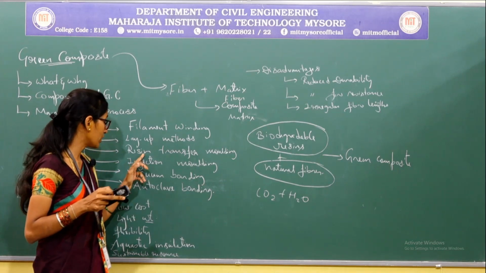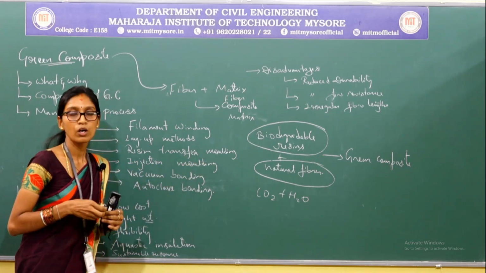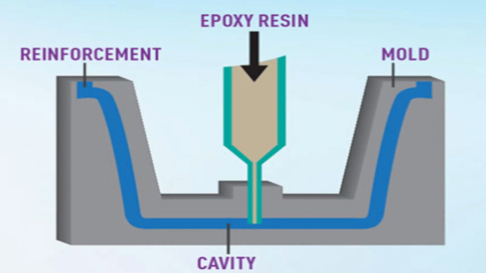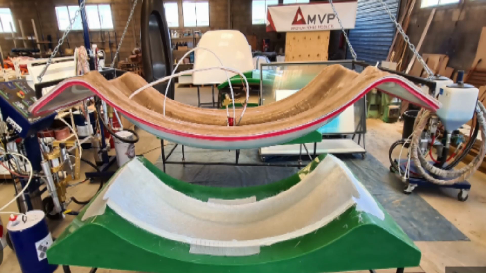Okay, so the next one is resin transfer molding. In this method, dry reinforcement fiber is held in a closed mold and then the resin is pumped through the mold at high pressure. This is a more time consuming process as it involves labor intensive preparation as well as the layup, but it has many advantages: the mold is closed so harmful emissions are reduced, and void free laminates and complex parts can be created in this method.